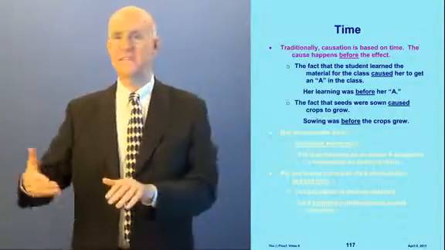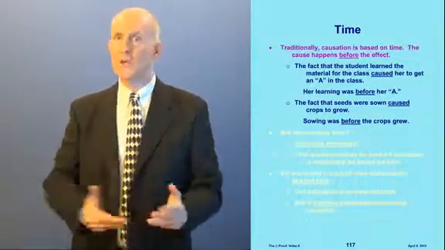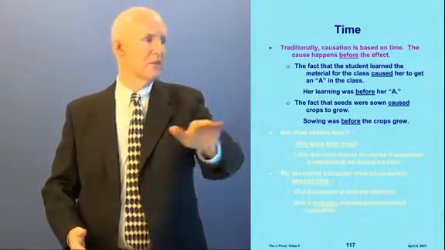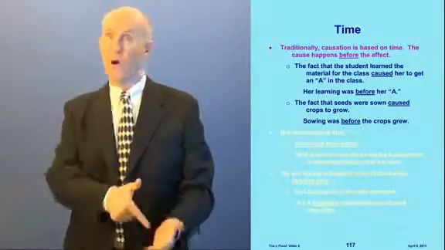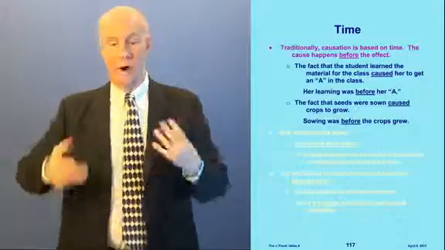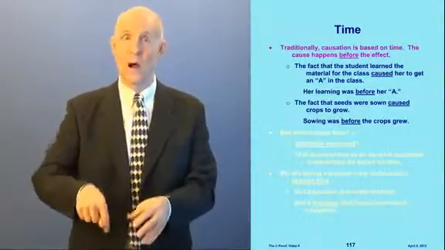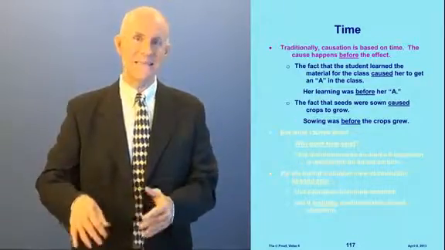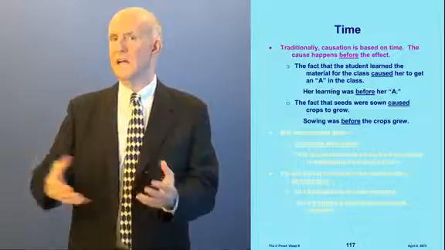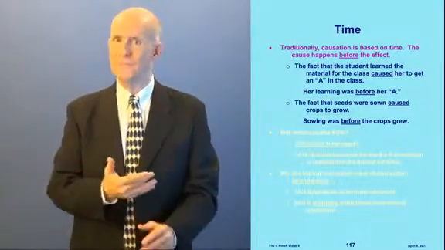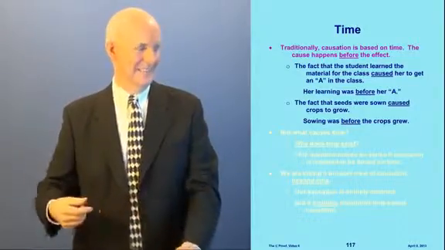The fact that the seeds were sown in the ground caused the crops to grow. In other words, the sowing of the seeds in the ground happened before the crops grew. You know, the crops don't grow and then you plant the seeds. Well, I mean, plant them for the next crop. But this crop here, you don't plant its seeds after the crop has grown up, because the causation is based on time. The cause happens before the effect.